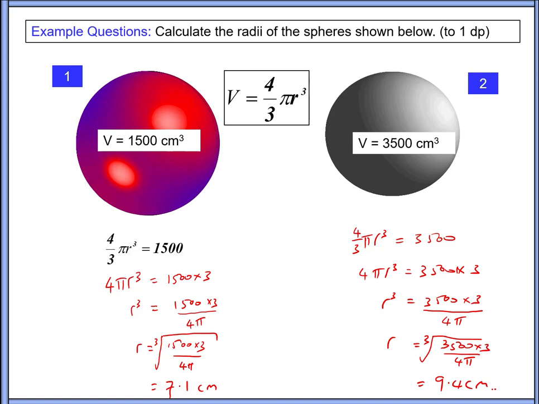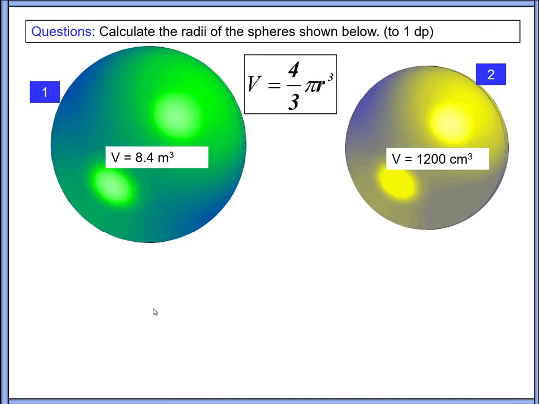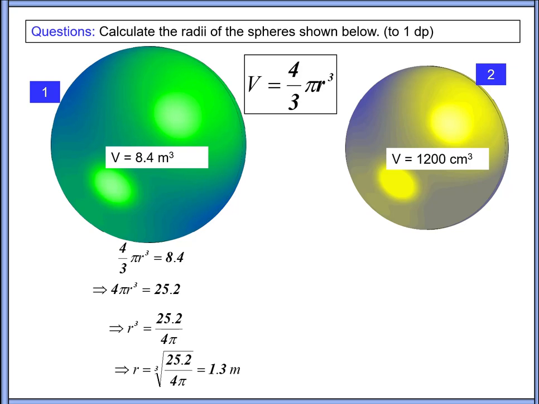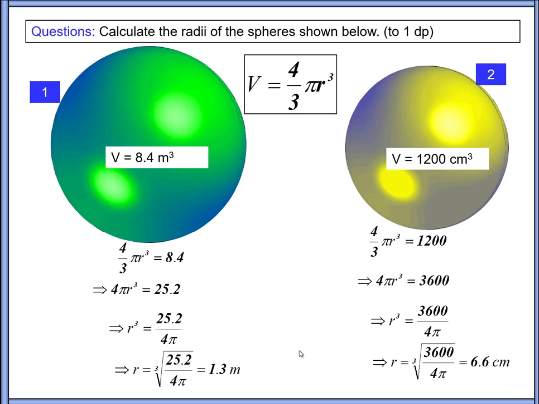Okay, I want you to write these down as examples. So click pause. When you're ready to move on, click play again. And here are 2 examples for you to try. So click pause and off you go. There we are. So you should be working out r as 1.3 meters, and in question 2 you should have r equal to 6.6 centimeters. Okay, good.